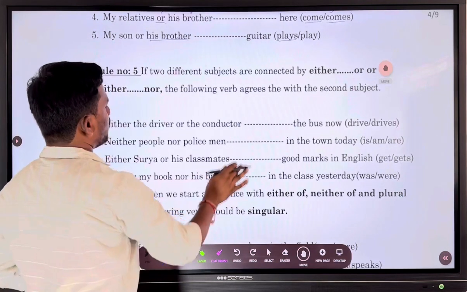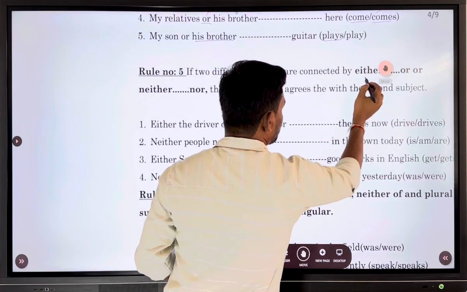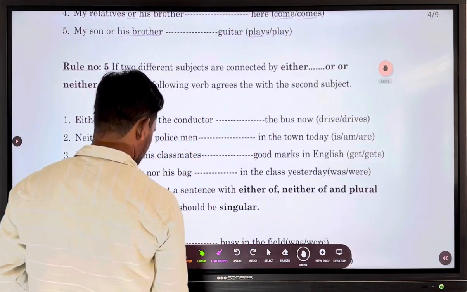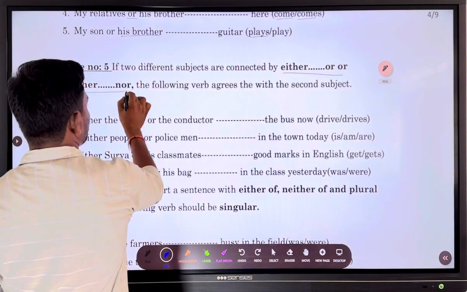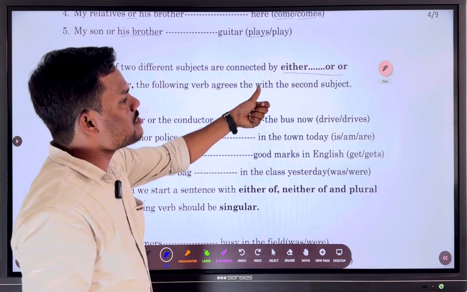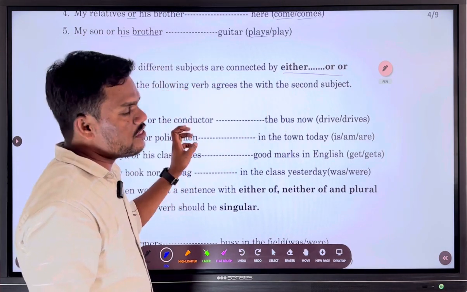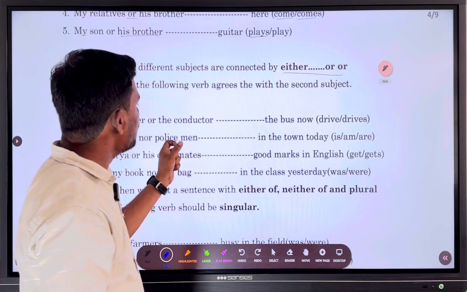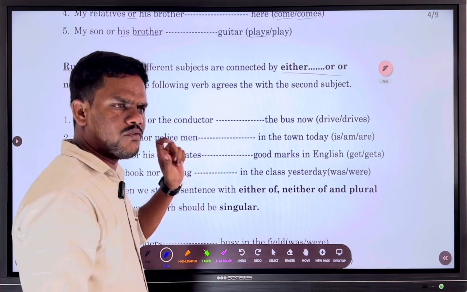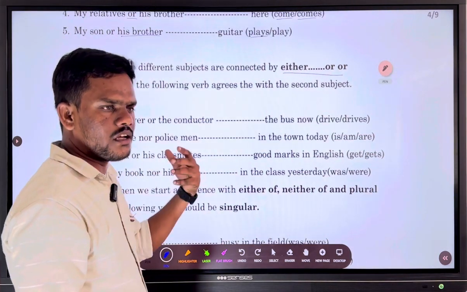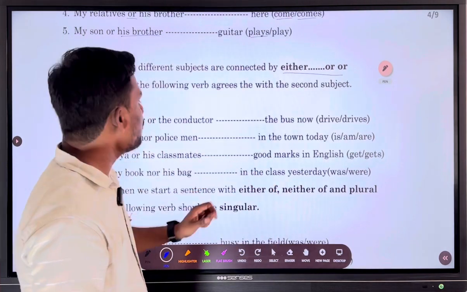And next, fifth rule. If two different subjects are connected by either or, neither nor, the following verb agrees with the second subject. Same rule. What we discussed about the or rule, even either or and neither nor also tell the same rule. Either or and neither nor also agree with the second subject only. If the second subject is singular, the following verb also should be singular, or else if it is plural, that is also going to be plural.